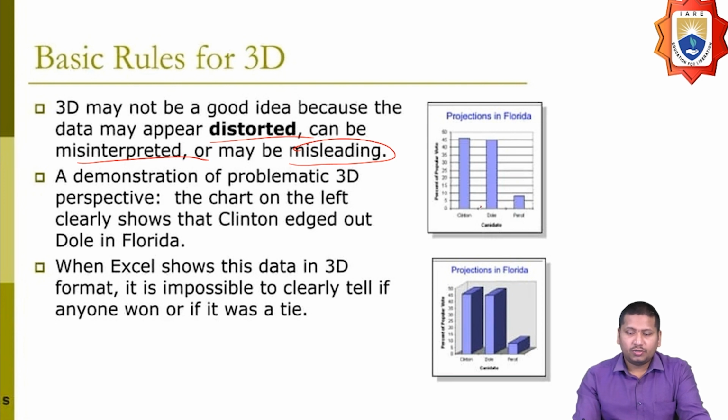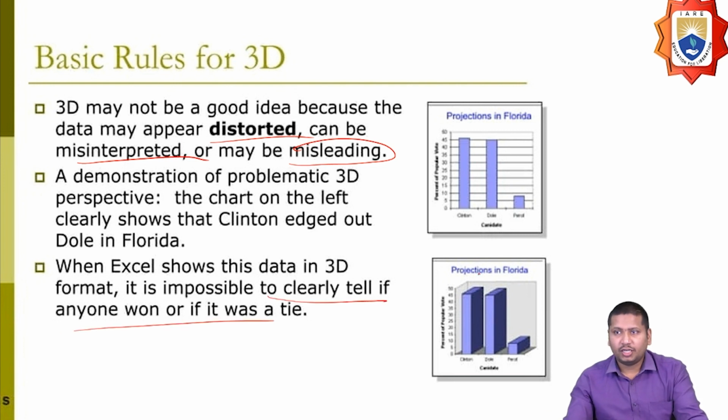So the demonstration of the problematic 3D perspective shows Clinton with an edge. When Excel shows this data in 3D format, it is impossible to clearly tell if anyone won or if it was a tie also.